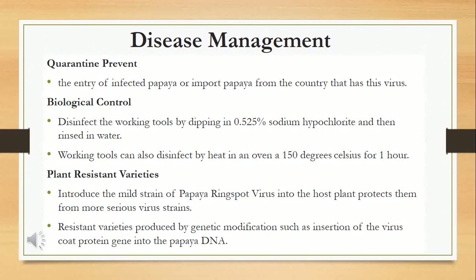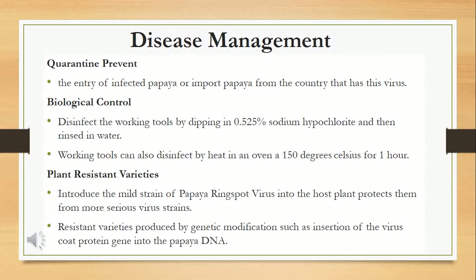Next, PRSV disease can also be managed through biological control. For example, farmers should disinfect their working tools such as hoes and scissors by dipping them in 0.525% sodium hypochlorite solution or Clorox, and then rinse them in water and use as usual. Other than using sodium hypochlorite solution, the working tools can also be disinfected in an oven at 150 degrees Celsius for an hour. These methods can prevent the spreading of virus from the tools to the farm.